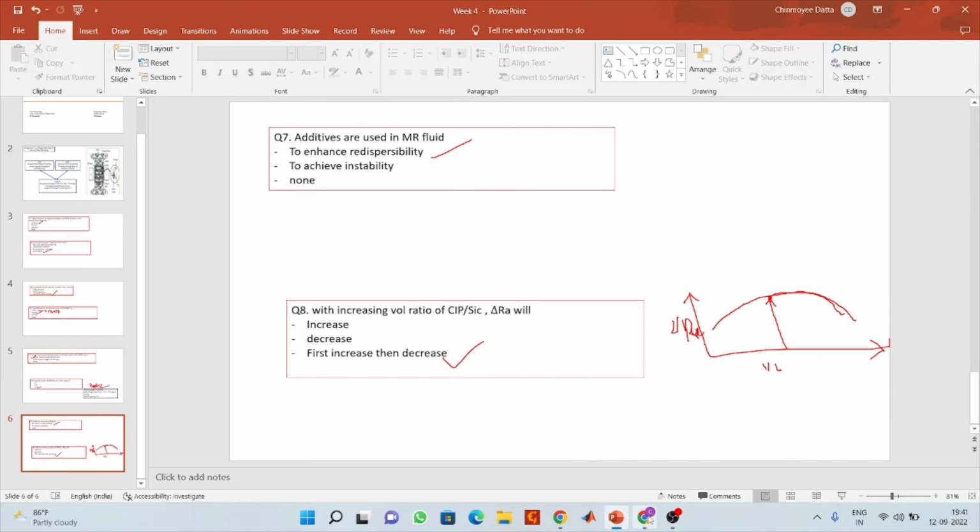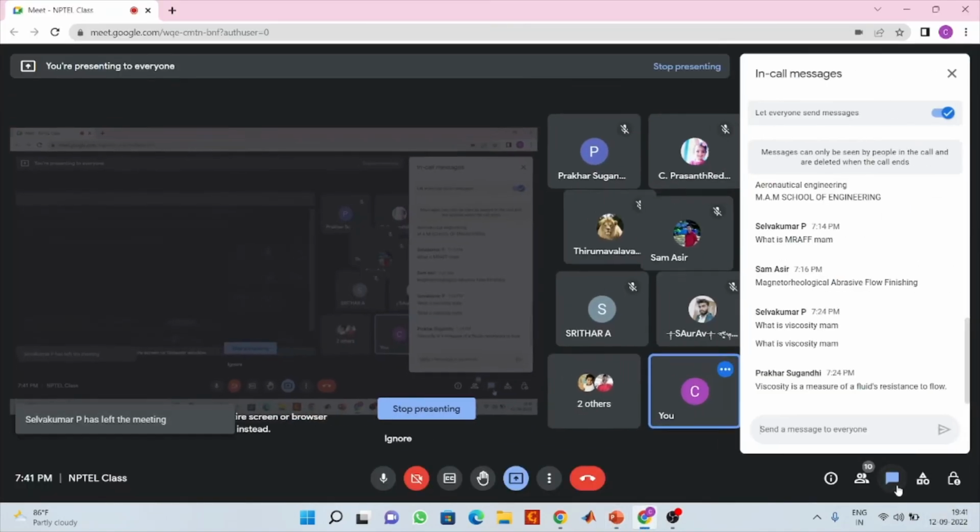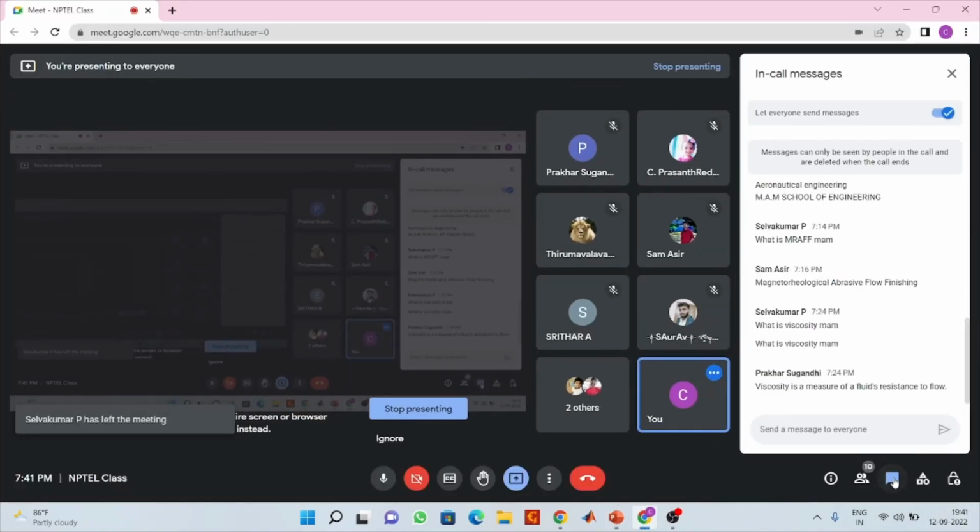Any confusion in these questions? Someone asked a question about viscosity. I have answered it in the previous class, what viscosity is. Yes, it's correctly said: it is the measure of a fluid's resistance to flow. Any other questions?